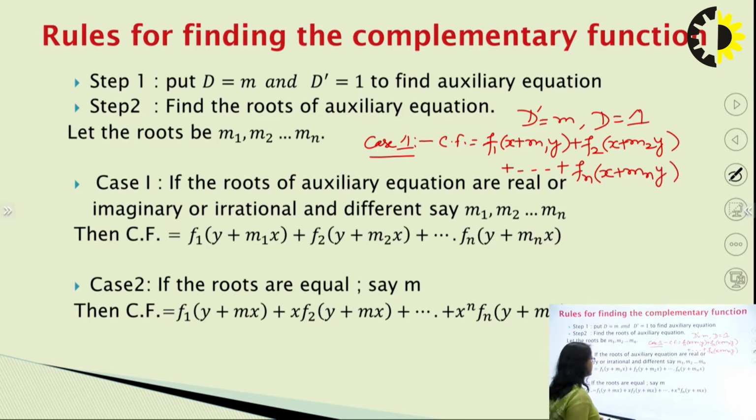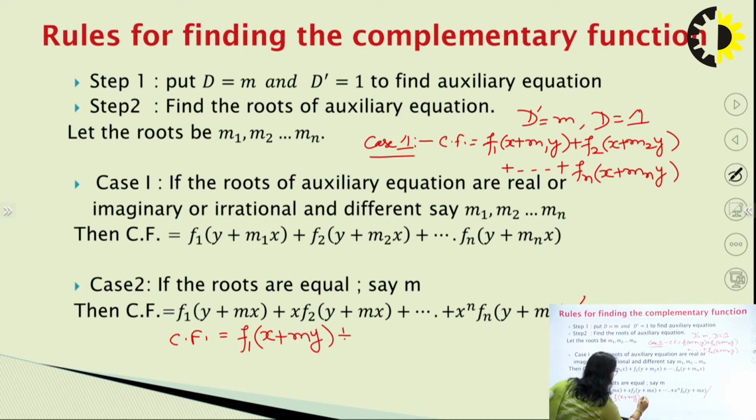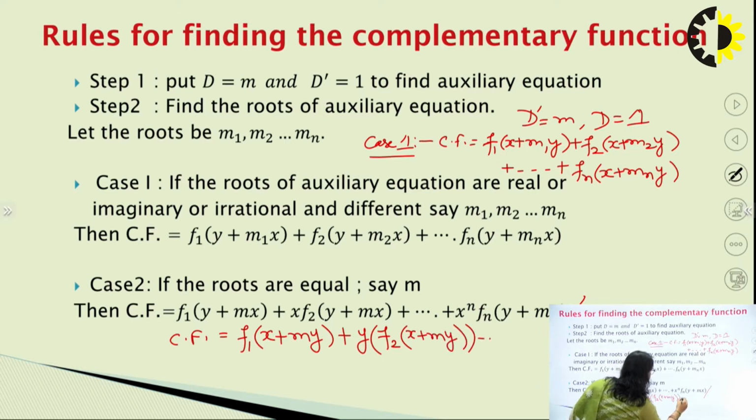And in the second case, when we have equal roots, instead of the CF which is written over here, we will have CF equal to function of x plus my, plus y times function of x plus my, plus y to the power n function of x plus my.